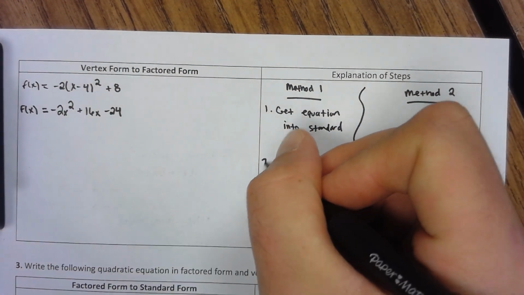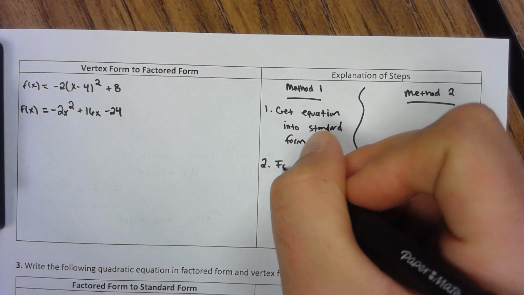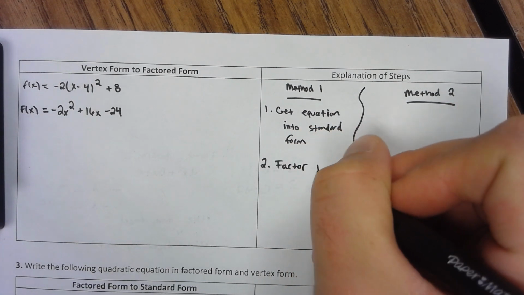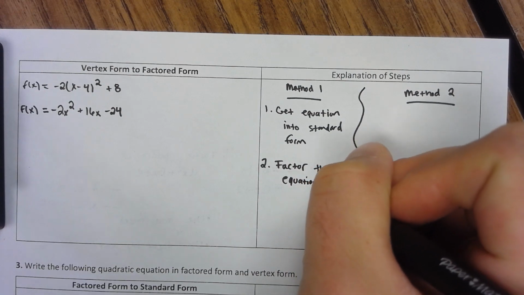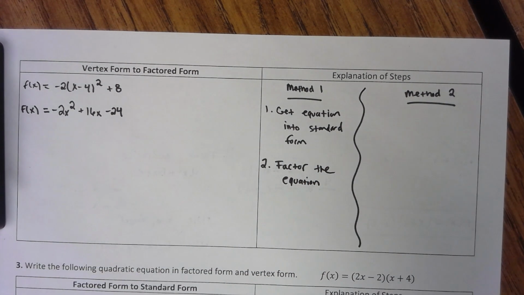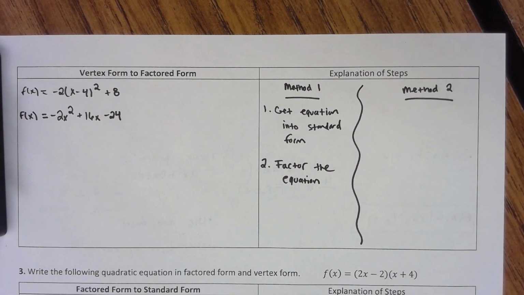And then step 2 would be factor the equation. I would probably recommend that method. In fact, I don't even know if I want to go over the second method. I'll still mention it. Okay, let's go ahead and factor this.